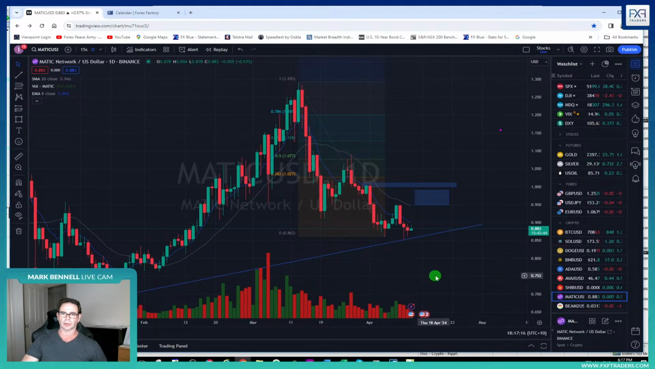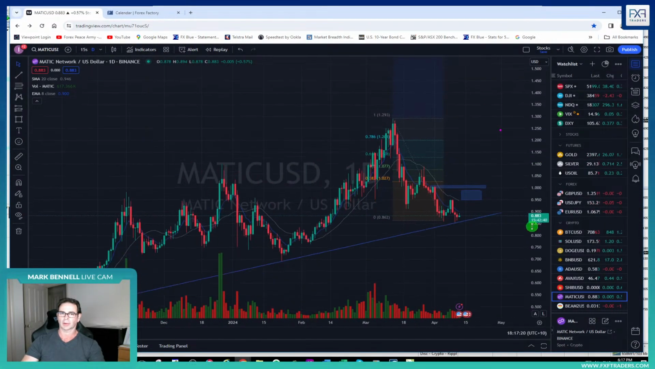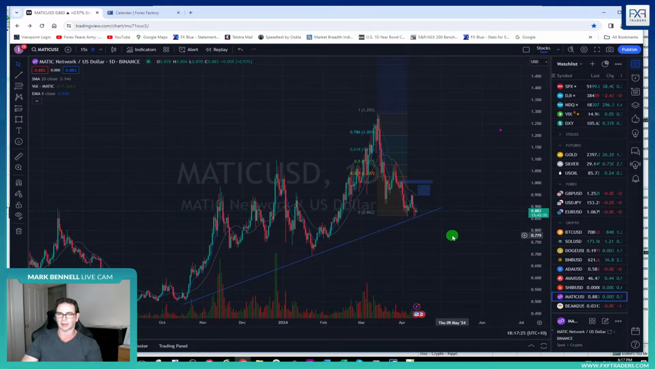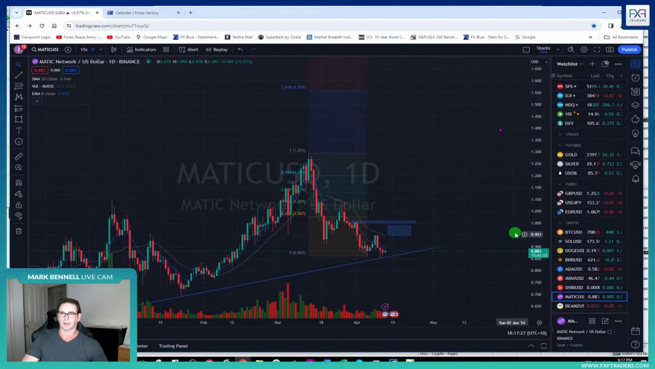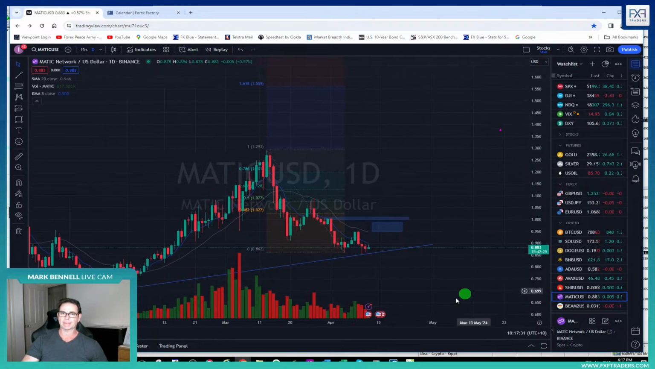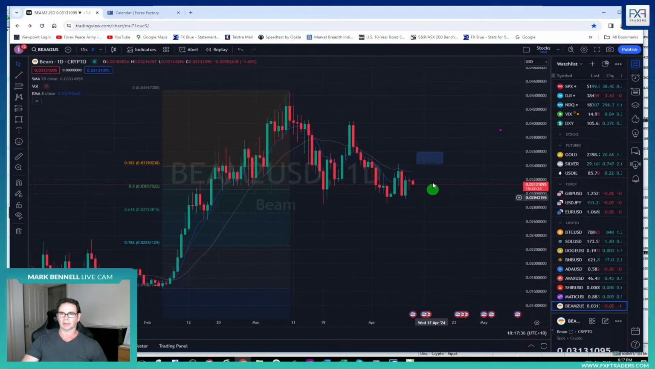Matic, trend line through here. Oops. Well, that's valid. So you can see it's testing now. So same again, not until it gets into this region. Beam, same thing. Look, you can see it's not getting there. It's not doing anything in between. So we will have a look at those. I'm interested in that.